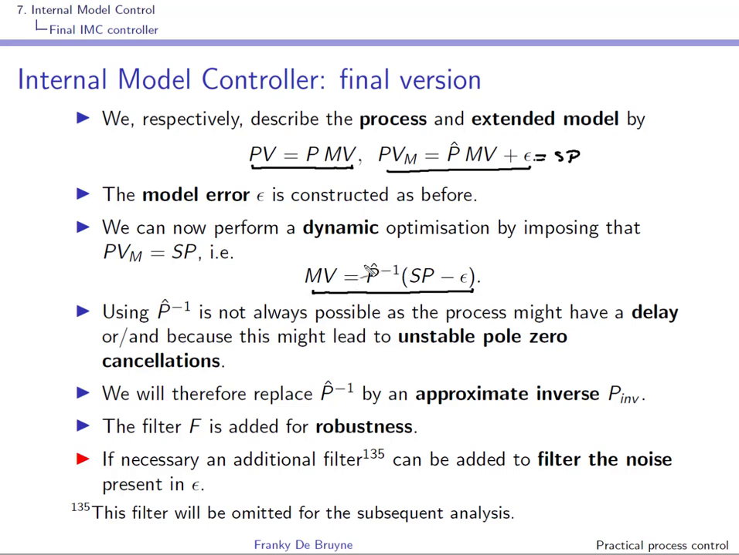So in reality, we'll not be able to work with the inverse of the model. We'll have to approximate it, and we'll call it P inverse. So this is the P that you have when you invert it, taking into account all the constraints. What we do is also add a filter F for robustness. Sometimes it is necessary to add an additional filter to filter the model error, and we will see that this filter can also be used to improve the rejection of output disturbances.